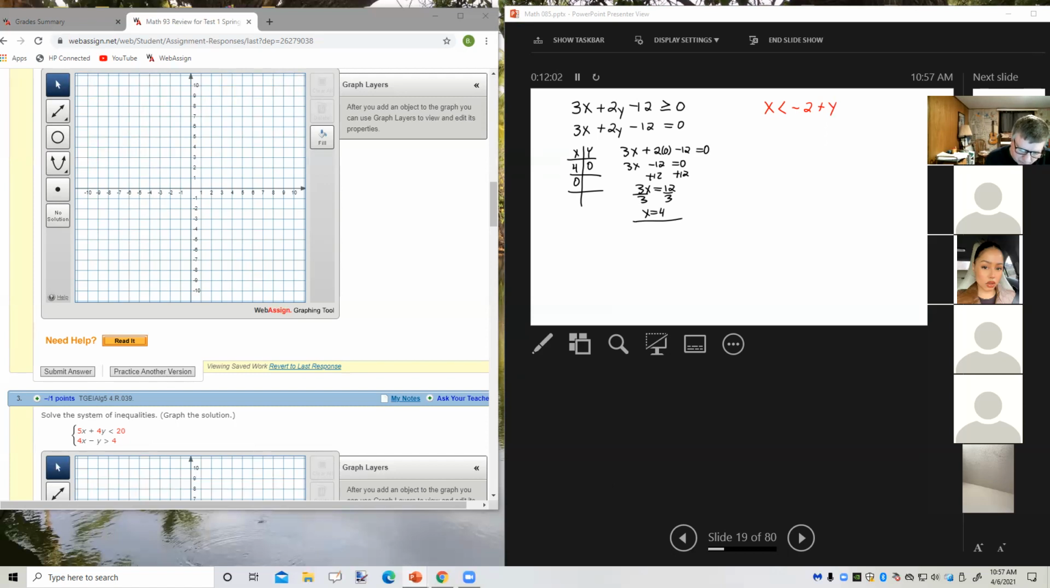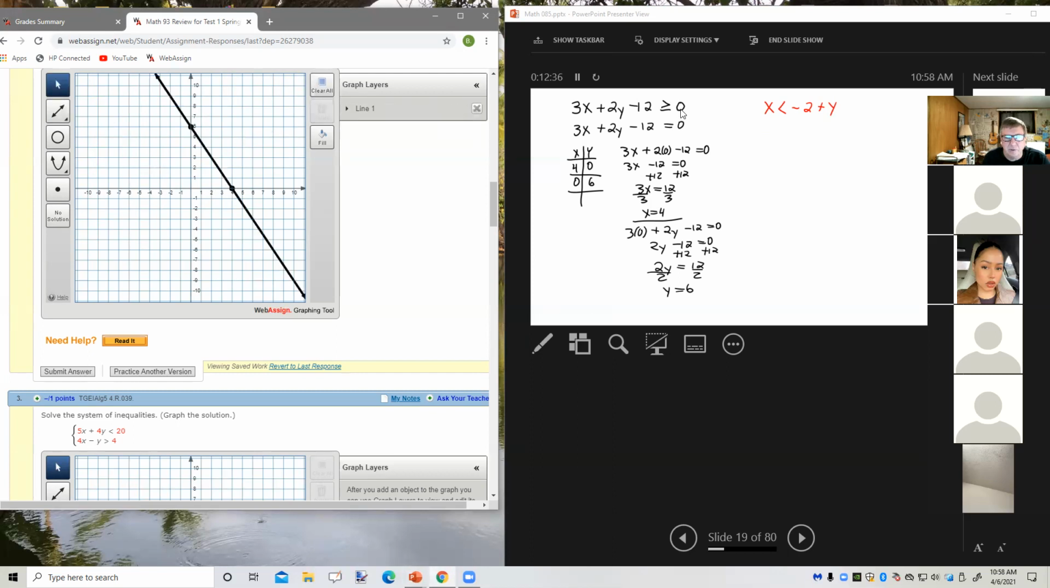All right. Second ordered pair. Let x equal 0. 3 times 0 plus 2y minus 12 equals 0. 2y minus 12 equals 0. Add 12 to both sides. 2y equals 12. Divide by 2, y equals 6. So over here, we've got 4, 0, and 0, 6. And we see that it includes equals to, so it would be a solid line. All right, let's pick a test point. Let's go ahead with 0, 0 again.